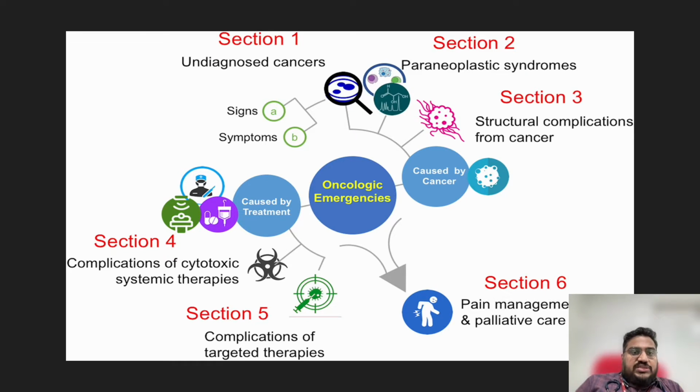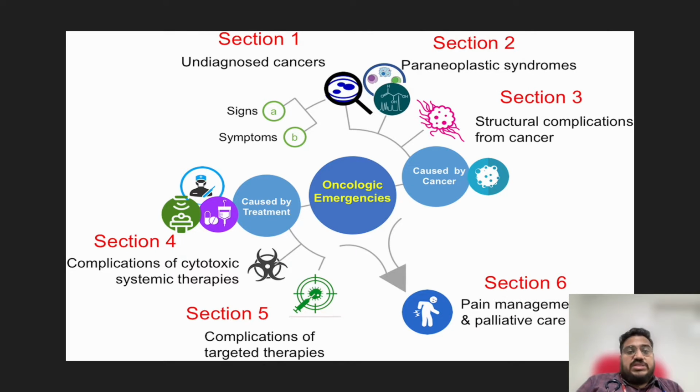Now coming to the next thing, this is again a pictorial representation of what we have said. Maybe they are primarily presenting to our ED and don't have a diagnosed cancer. Maybe they will be coming, as I told, with an anemia, and later on we are diagnosing an acute chronic myeloid or an acute myeloid leukemia. So they may present with tumor lysis syndrome, SIADH, paraneoplastic syndrome presentation, and structural complication from cancer. So that is the other presentation, and they can have the complication of cytotoxic or systemic therapies.